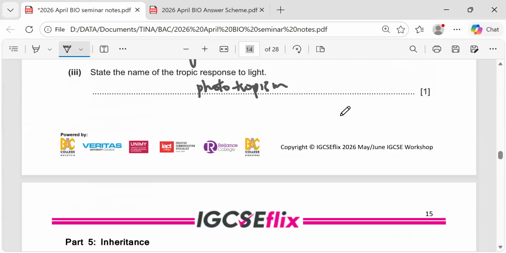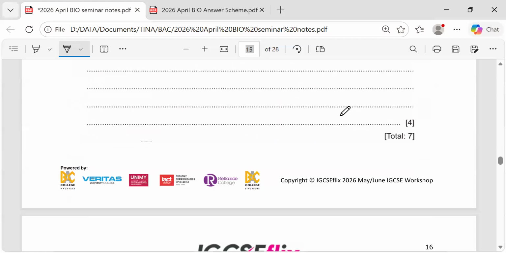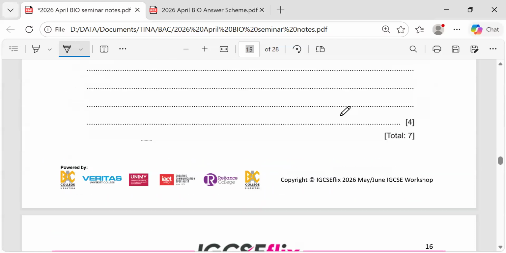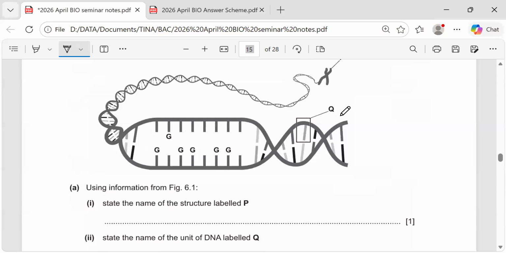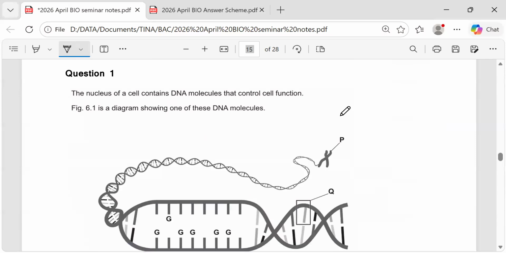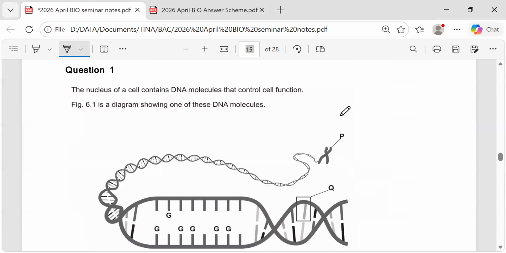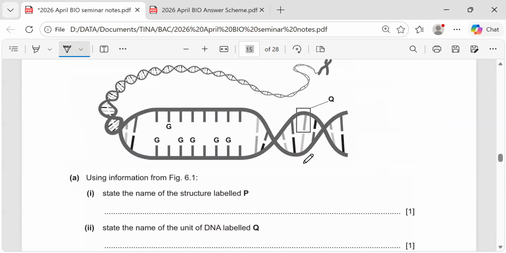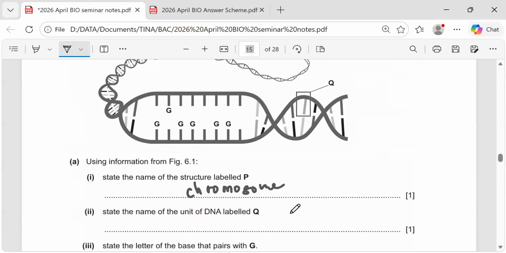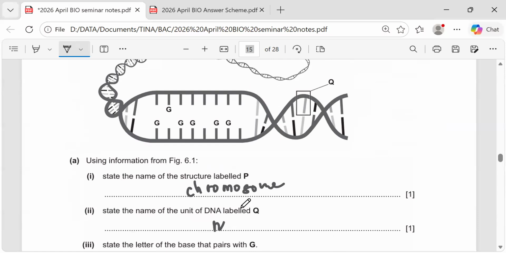Okay, get it? Do this one. I did these two in the first year already, but I forgot. Explain how DNA molecule controls cell function. The nucleus of a cell contains DNA and controls the cell function. The diagram shows one of these DNA molecules. P takes the structure of a chromosome. Three genes, right? No, Q is a nucleotide. Nu what?